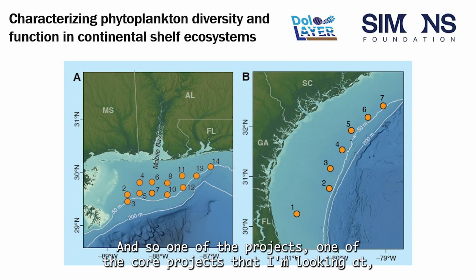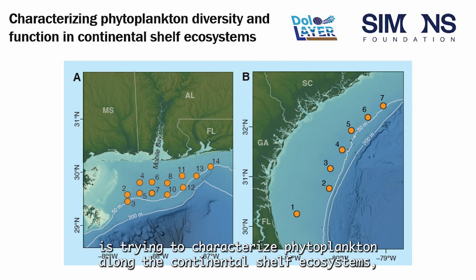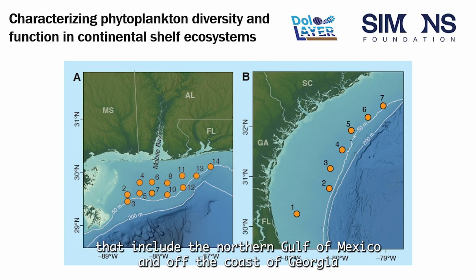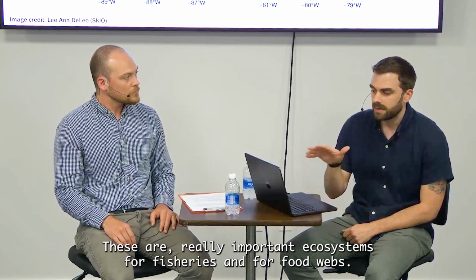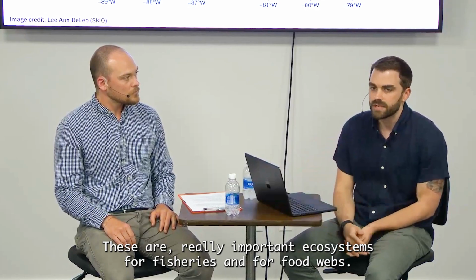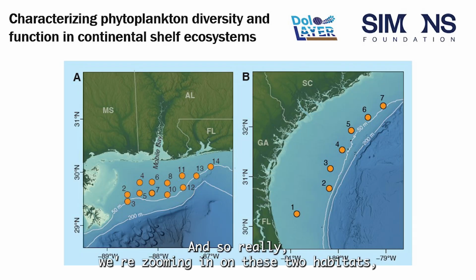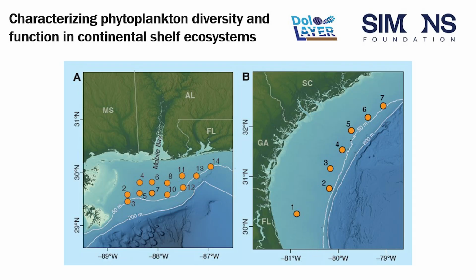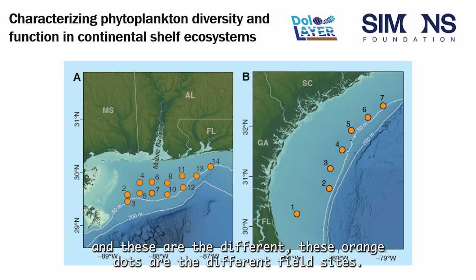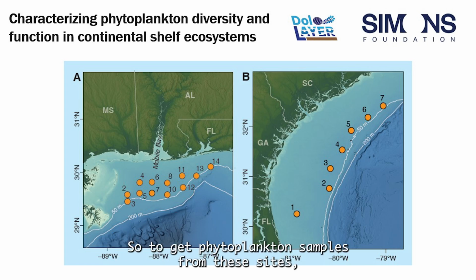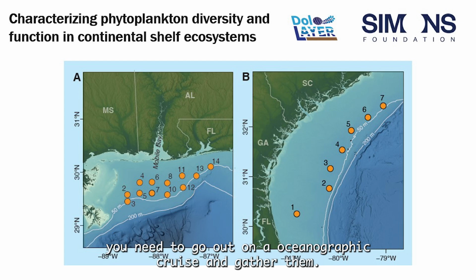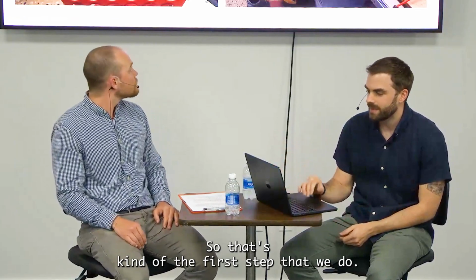And so one of the core projects that I'm looking at is trying to characterize phytoplankton along the continental shelf ecosystems that include the northern Gulf of Mexico and off the coast of Georgia here in the South Atlantic Bight. These are really important ecosystems for fisheries and for food webs, but we don't know much about the phytoplankton there. And so really we're zooming in on these two habitats, and these orange dots are the different field sites. So to get phytoplankton samples from these sites, you need to go out on an oceanographic cruise and gather them. So that's the first step that we do.